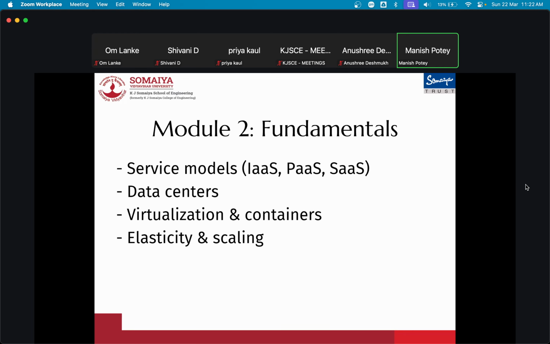In module 2, we will cover the cloud computing fundamentals. Here we will cover the service models that you might be aware of, and some more models that we will learn. How the cloud data centers are organized, we will come to learn. Then what virtualization and containers are, and elasticity and scaling, how exactly we will work on them, and workload balancing, etc., that we will carry out.